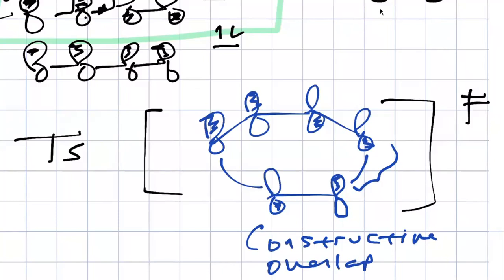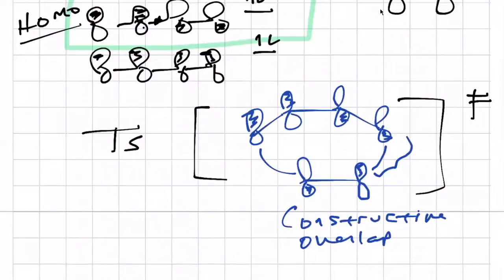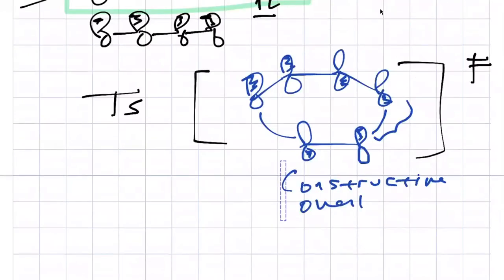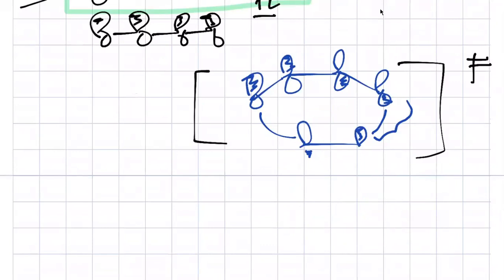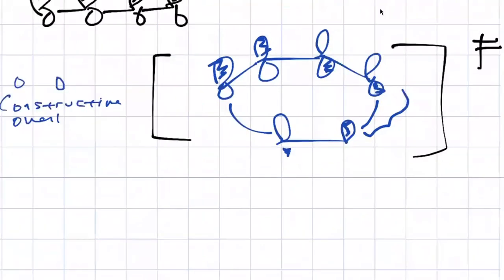All right, that makes sense. Yes. All right, so this is what the transition state is going to look like. Let me move that, because when I save this, it's going to get cut off if I don't. Sorry about that. How did I cut that off?